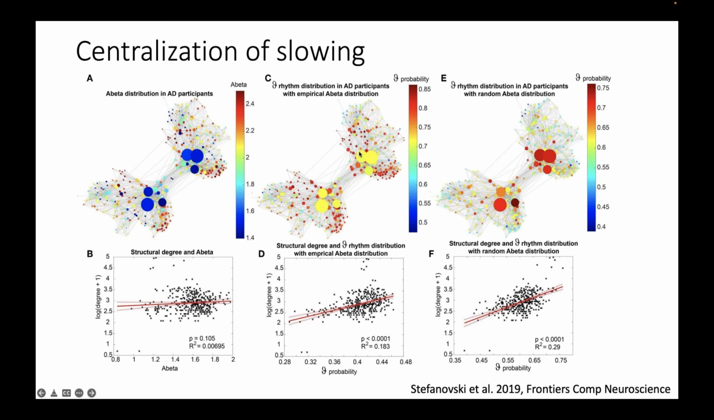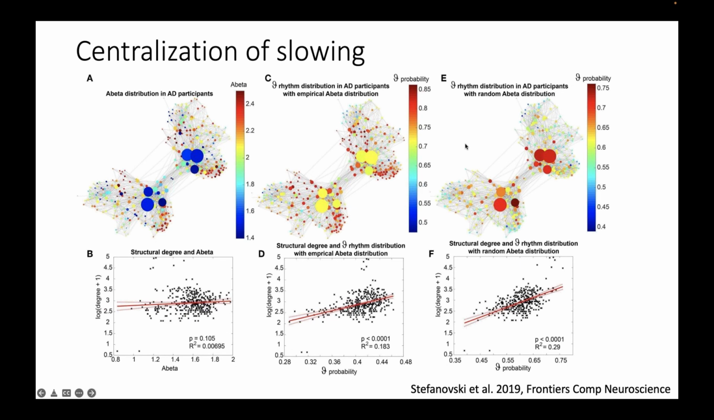But the theta rhythm was quite strictly focused on regions with high degree, so with a lot of connections, which you also see in the scatter plot. There was an almost linear dependency between the degree of a region and the probability of showing the theta rhythm. And this was even stable when we shuffled the A-beta distribution. So even with random distributions of A-beta, the slowing always focused on the central hubs of the network.